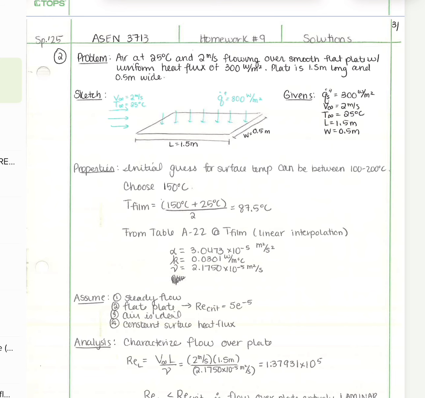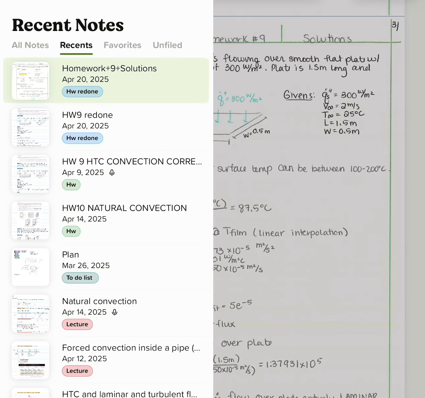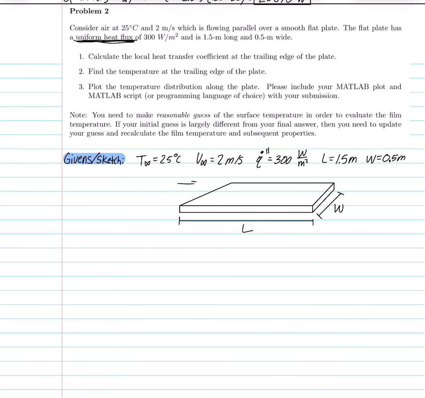So it's important to know where the velocity is coming from, because that determines what length you plug into the Reynolds number. If the velocity is coming in parallel to W, then you would want to plug in the width W into the Reynolds number equation. But it's parallel to L, so we want to plug in L into the Reynolds number equation.